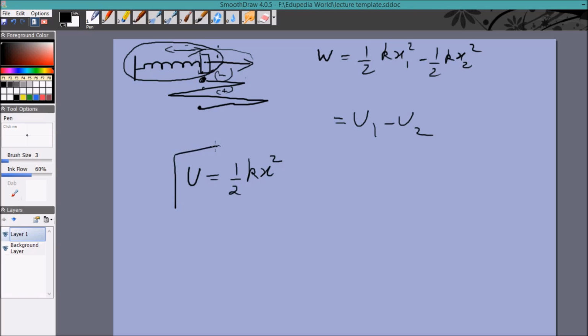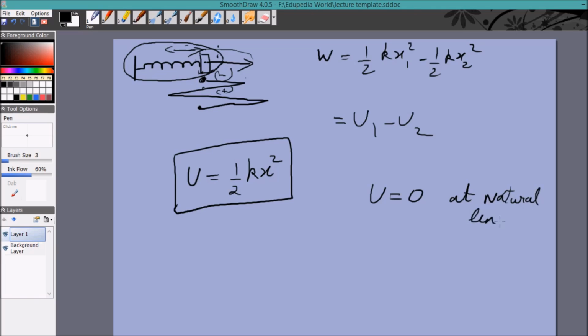This is the potential energy of a spring by virtue of its extension or compression. We can see it's positive regardless of whether it is extended or compressed. This u equal to 0 is taken at natural length, meaning x equals 0. If when x is equal to 0 we take u equal to 0, then if we extend or compress it, the potential energy in a spring will be half kx squared.